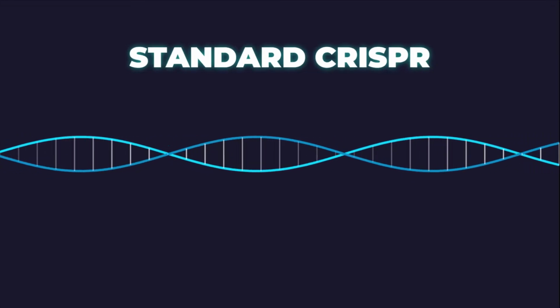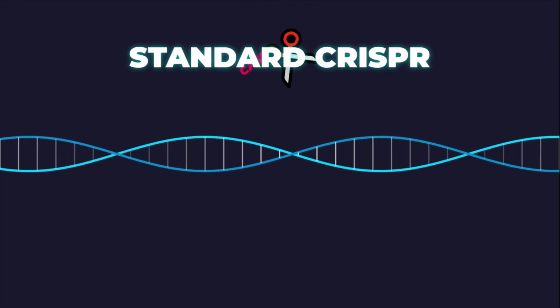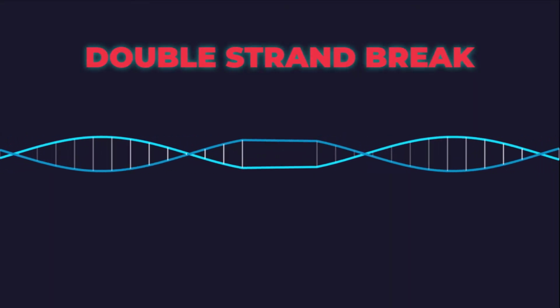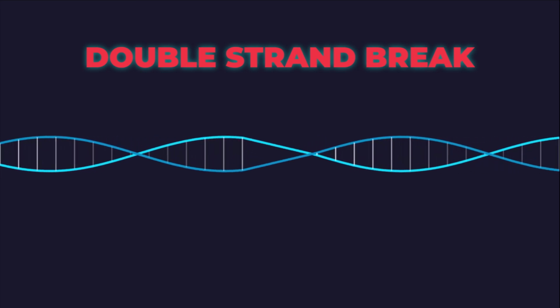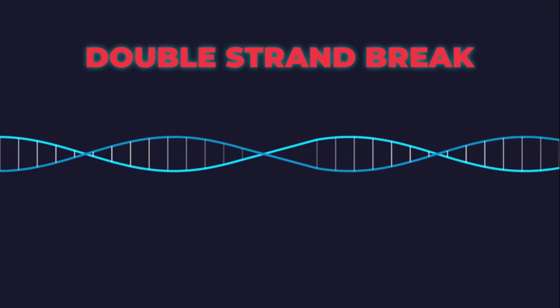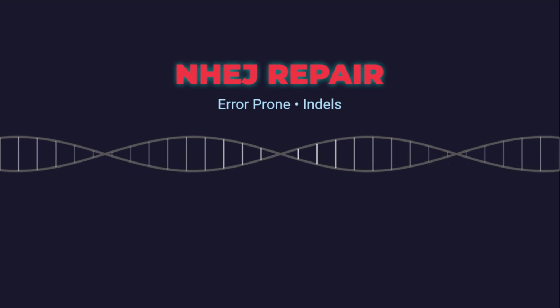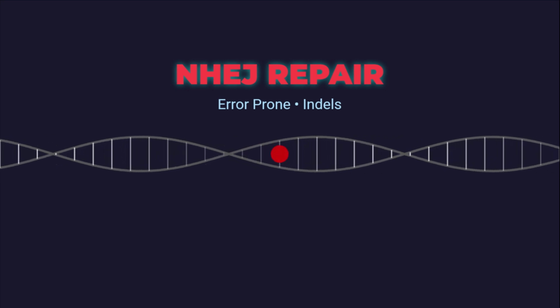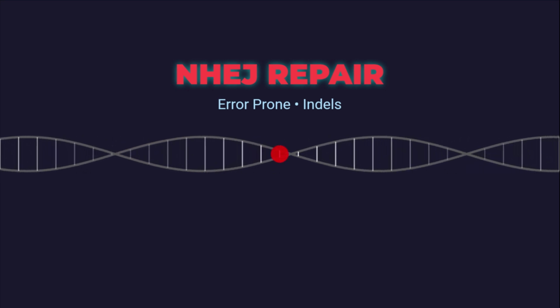Standard CRISPR-Cas9, while revolutionary, fundamentally relies on creating a double-strand break at the target locus. This break is the core limitation for precise sequence correction. The cell primarily repairs this double-strand break using non-homologous end joining, an error-prone pathway.